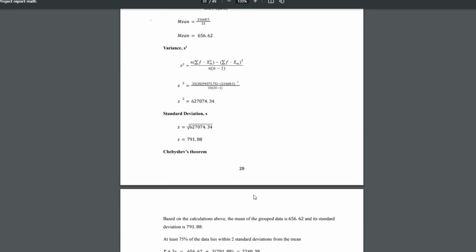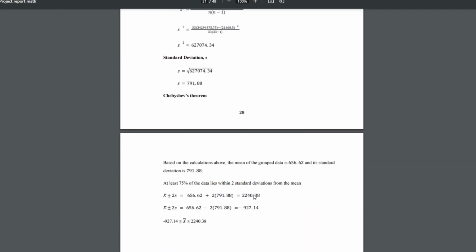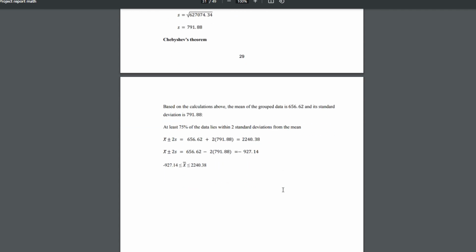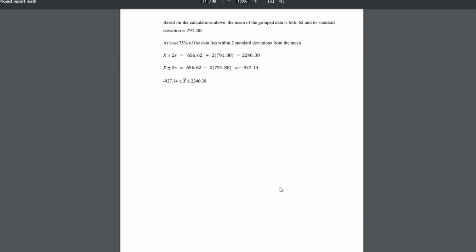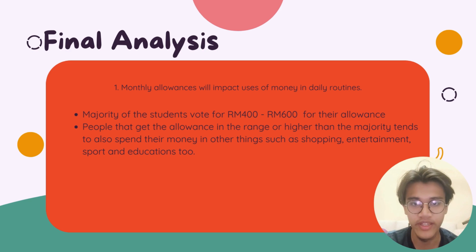And we calculate the variance and the standard deviations to check Chebyshev's theorem. So 75% of the data lies within the two standard deviations point, which is 2,240 ringgit 38 cents and negative 927 ringgit 14 cents, which we can neglect the negative value because we cannot go to the negative value. Now I will be presenting the final analysis.